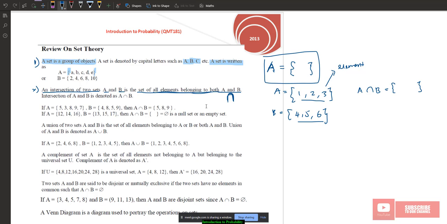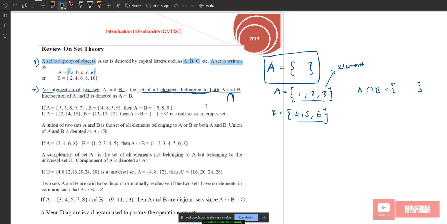So there is nothing that is the same, right? All elements belong to both A and B. So that means there should be nothing in common, right? Intersect means we want to find the elements that are in A and also in B, right?